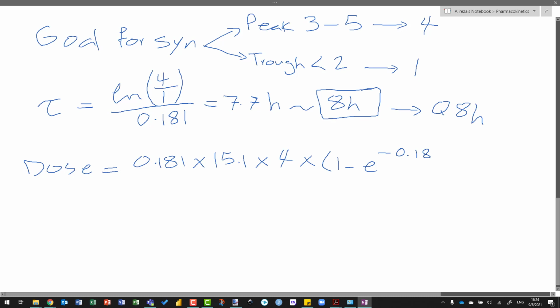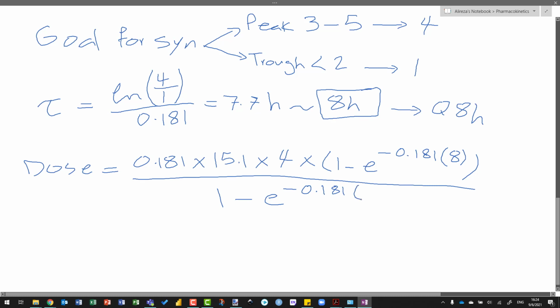And then we multiply this by this expression of 1 minus e to the negative k times tau. K is 0.181 in this case, times tau, which we calculated to be 8. And then in the denominator, we have 1 minus e to the negative k times infusion time. So k again is 0.181, and time of infusion, we're just going to use 1 hour to make calculations easier. You could infuse gentamicin over 30 minutes, but that's going to increase the risk of making an error when calculating. So I'm just going to infuse it over 1 hour instead of half an hour to make it easier.